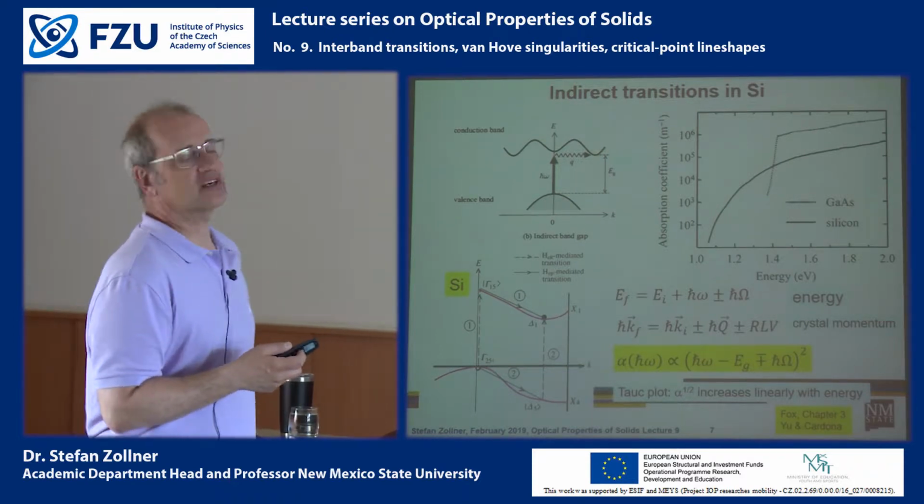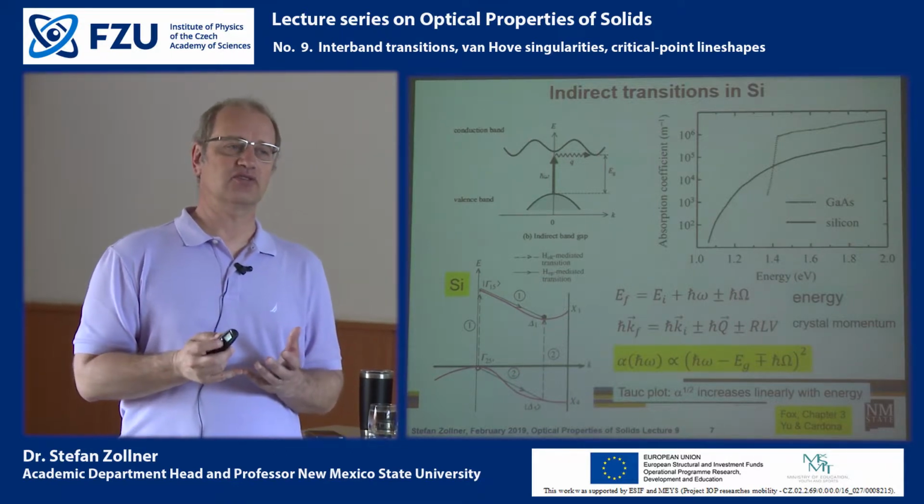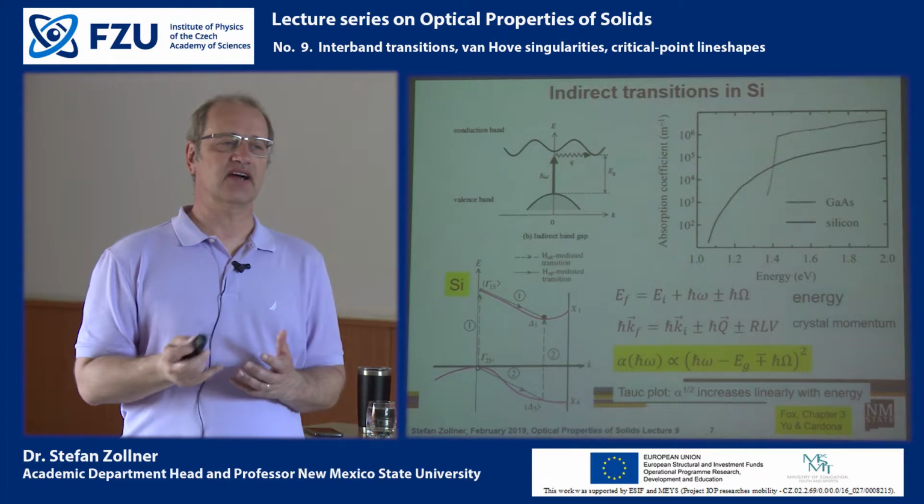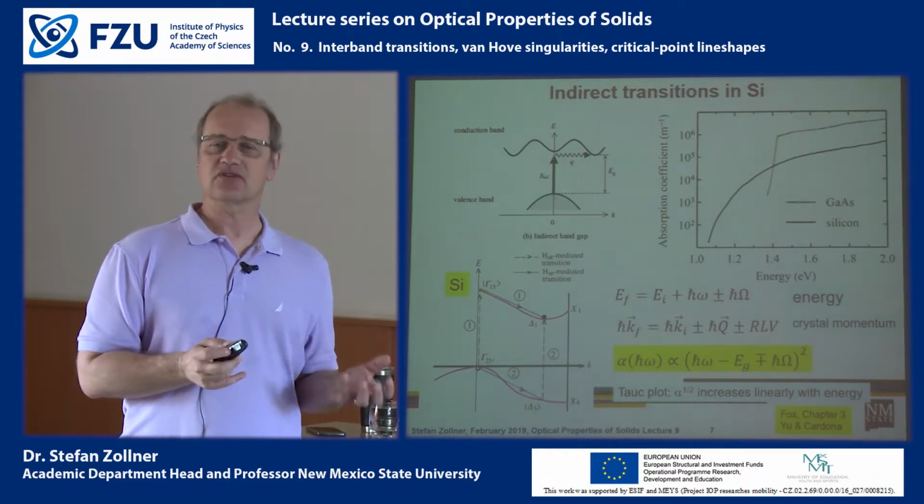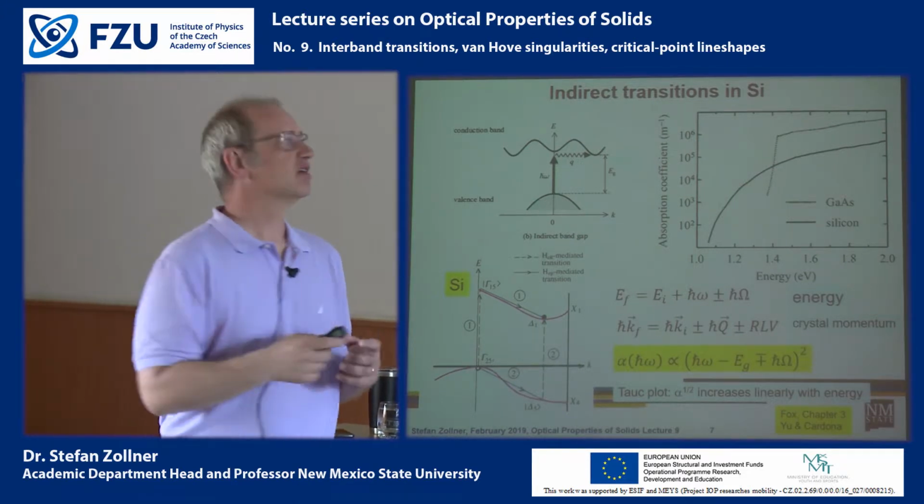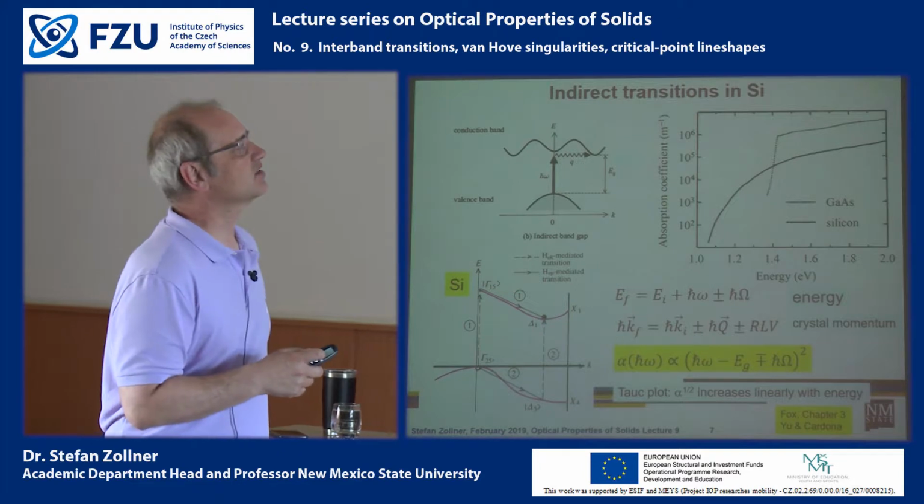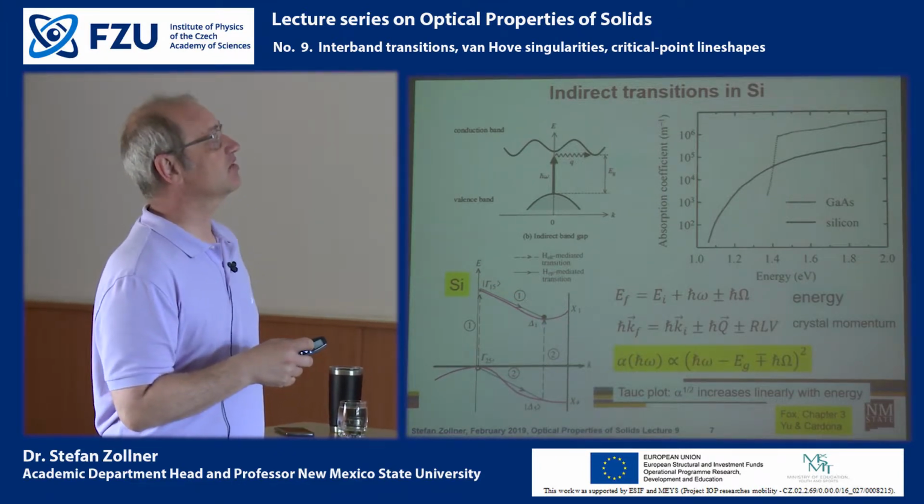That's the first thing that's different. Why is indirect absorption smaller than direct absorption? The answer is because it's a second order quantum mechanical process, so it has to be weaker. We need these two particles: we need the photon and the phonon in order to accomplish the indirect transition.